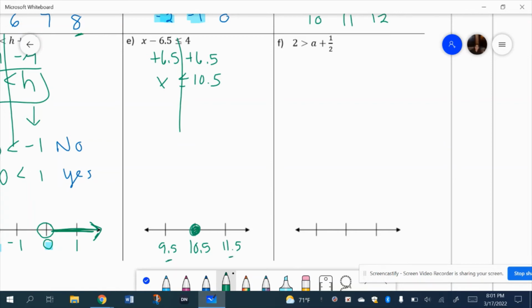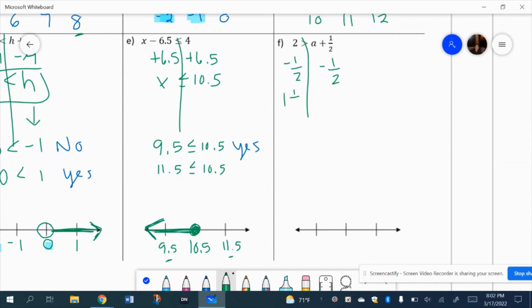Let's plug in our two numbers for x. 9.5 less than or equal to 10.5, or 11.5 less than or equal to 10.5. 9.5 is less than 10.5, so that's the way we shade, to the left. Letter F. A plus 1/2. So A is on the right. To get rid of our plus 1/2, we subtract a half. What we end up with is 1.5 greater than A.